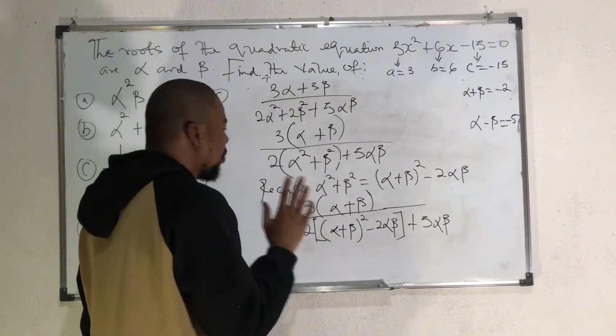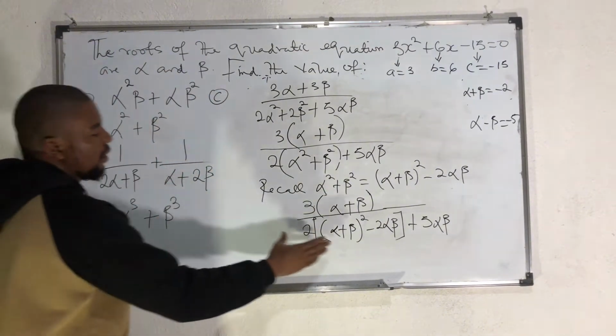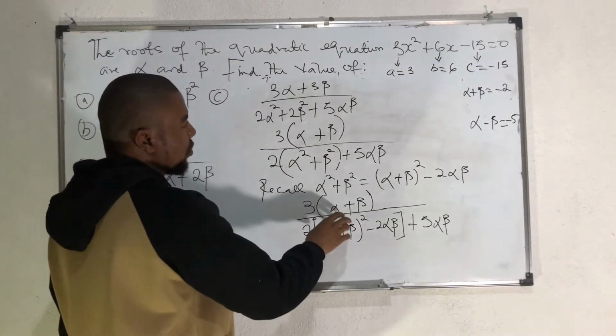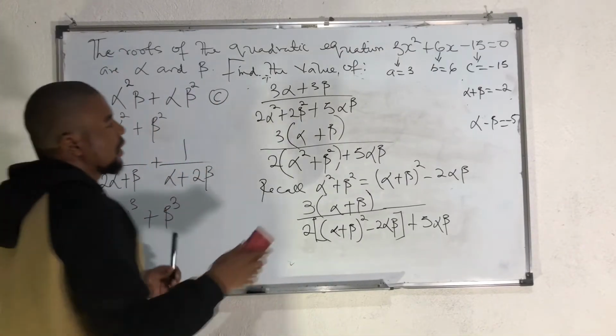Now, we have transformed everything here into this. This is more like the formula. Therefore, we can now plug in our values and solve for the exact value of this. Let's now do that.